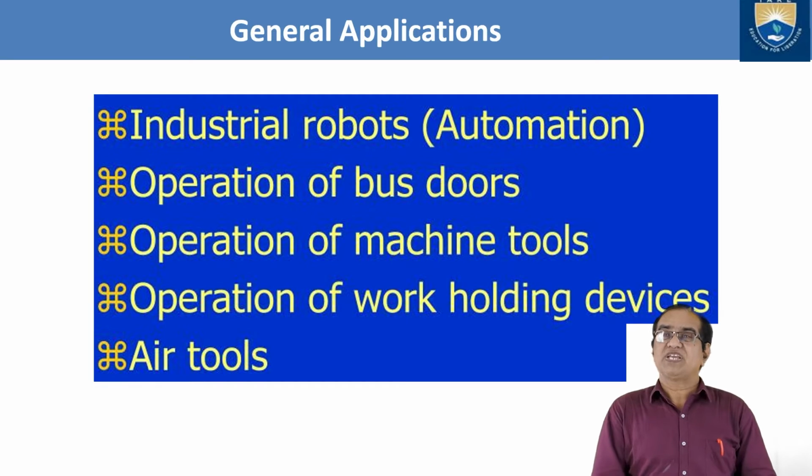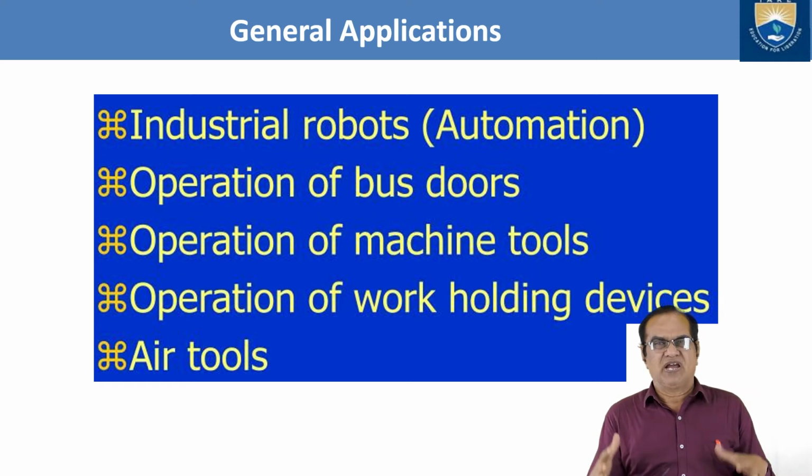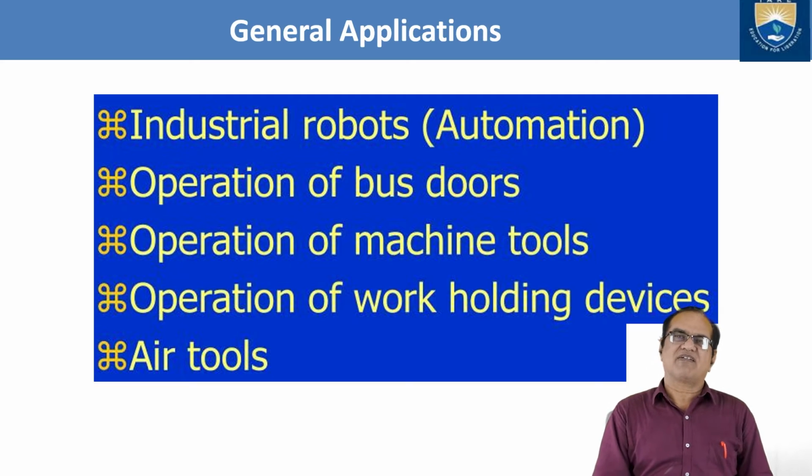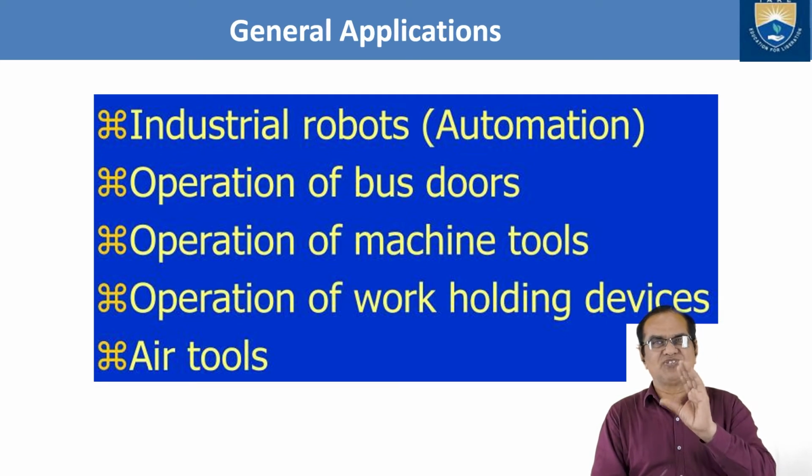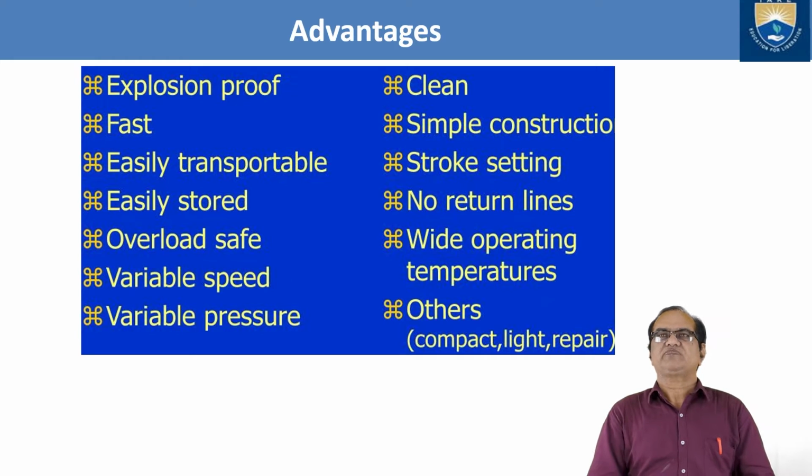What are the applications of these pneumatic systems? They can be used for industrial robots, automation systems, operation of bus doors, operation of machine tools, operation of work holding devices, air tools, and aircraft landing gears, controls, flight controls, doors, and so many other components are also used in aircraft. Here I have given only some general points.